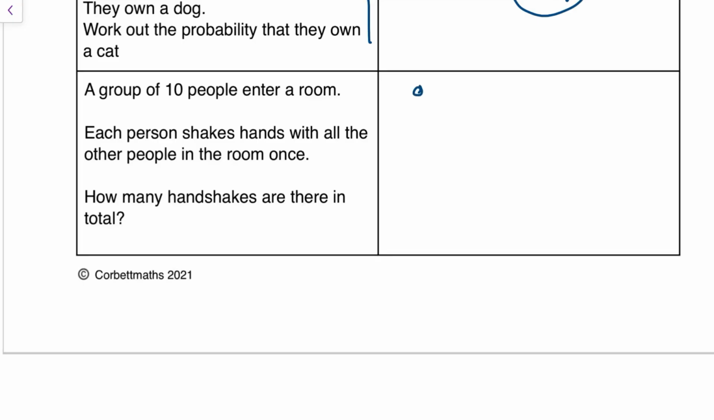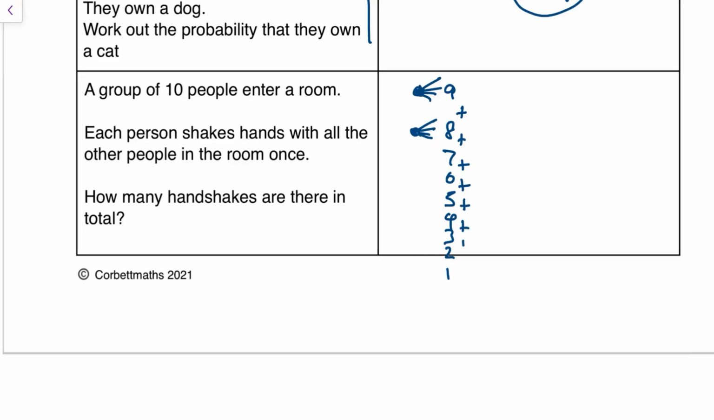Let's think about the first person. So the first person is going to come in and they can shake hands with any one of 9 different people. The next person is going to come in and they can also shake hands with 9 different people, but we can't count the same one twice, so they only have 8 people left. And then 7, and then 6, and then 5, 4, 3, 2, and 1. So the question really is, what is the total amount of those handshakes? So I need to add all these numbers up.